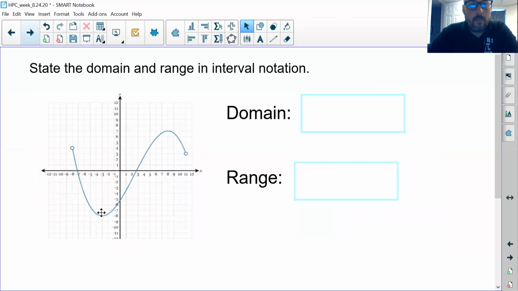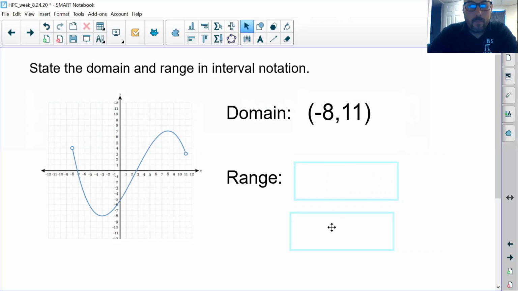3 more examples. Maybe pause the video and see if you could do this one on your own. Hopefully you paused it and you're looking for domain. Domain all the way to the left. What's the farthest to the left I can go in my domain? And it's -8. What's the farthest to the right? +11. Neither -8 nor 11 is included, so it's parentheses around both of them.